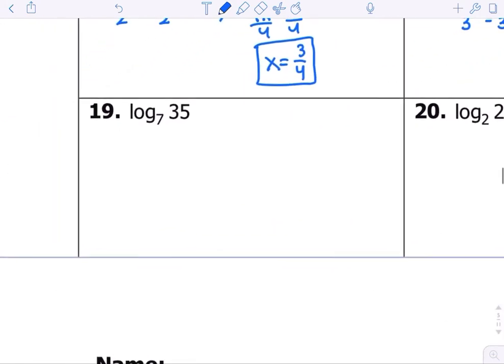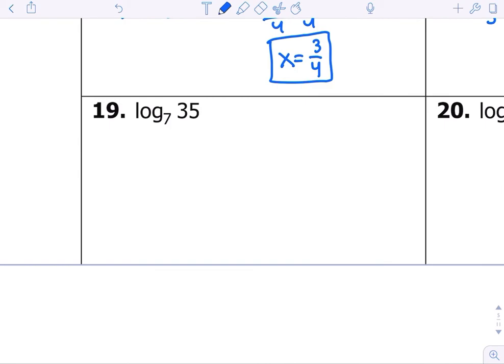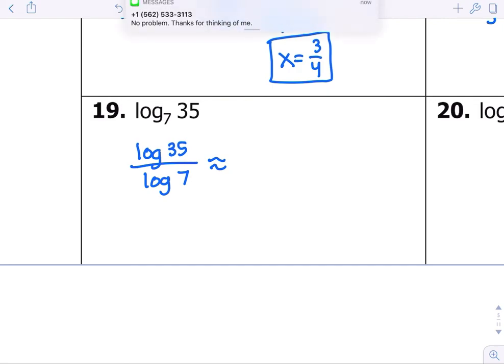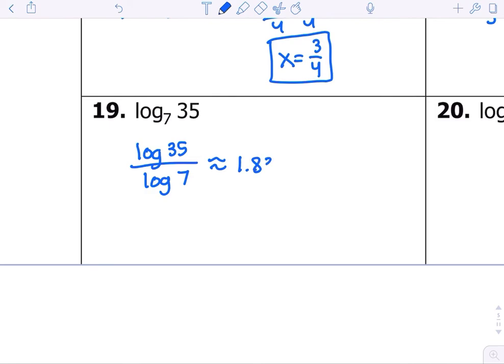Okay, 19. Okay, this is another example. I cannot get this to be a power of 7. 7 to some power will not give us that. So we have to do change of base formula. So log of 35 over log of 7. And that's roughly going to be around 1.83.